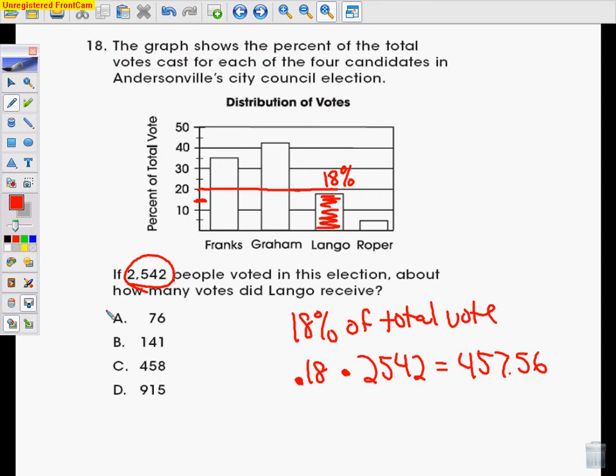So we can automatically eliminate A, B, and D. C is the closest to the 458. All right. Now, even if you pick something like 17% or 16%, 458 would have been the one that is closest to that percentage. Okay.